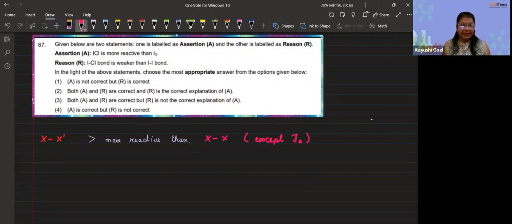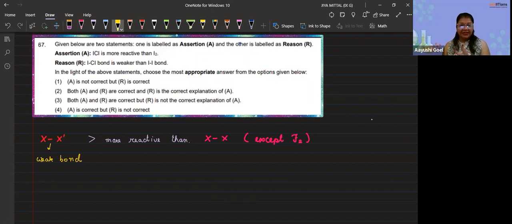Next, the reason they are giving is that the interhalogen bond is weaker than the iodine bond. Absolutely correct. This is actually a weak bond. That's why it is easy to break. And when it is easy to break, it requires a very small amount of energy, and it can easily react in the formation of compounds.